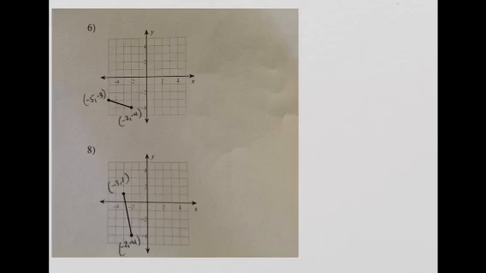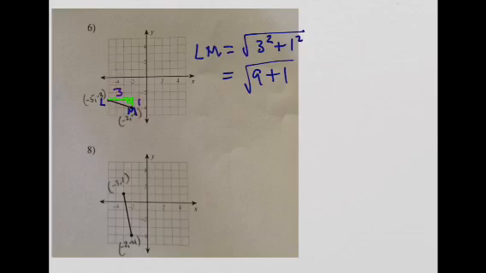Alright, so for number 6, I'll draw it going across and up. There's a right angle right there. So I know that the distance across is 3 squares and the distance down is 1 square. We'll call the segment LM. So LM is the square root of 3 squared plus 1 squared. So 9 plus 1, the square root of that will give you square root of 10.